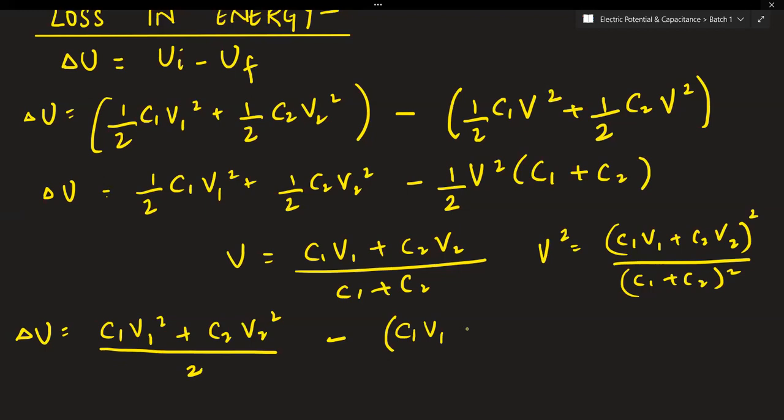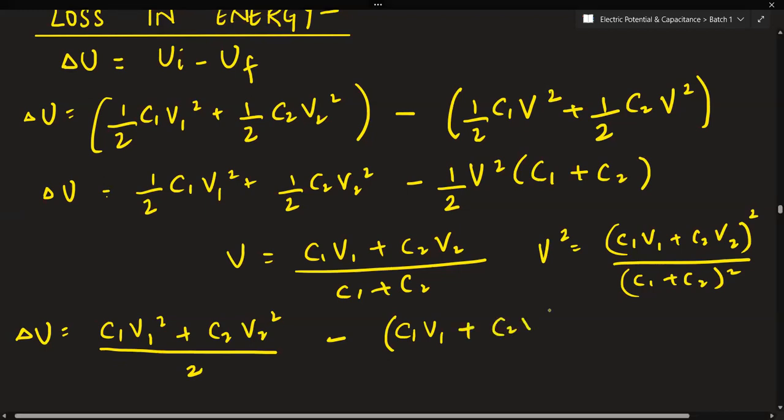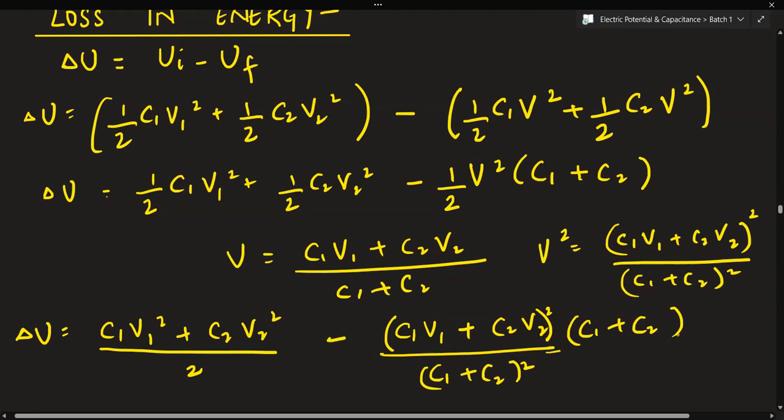This is (C1V1 + C2V2) whole square, and in the denominator, you have (C1 + C2) whole square. So this part has been written, V square has been written. In the numerator, what is left? C1 plus C2 is left, and this 2 is also left.